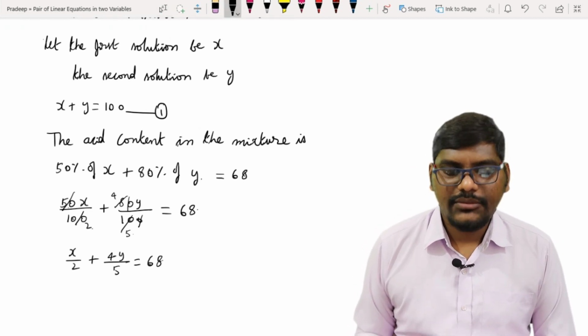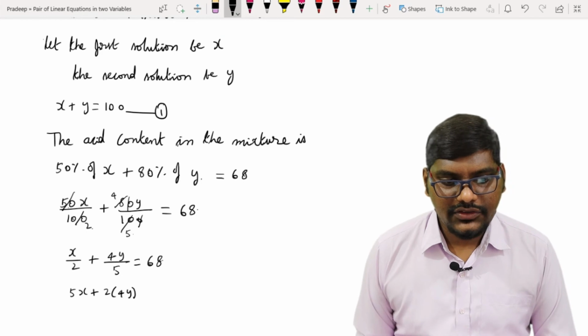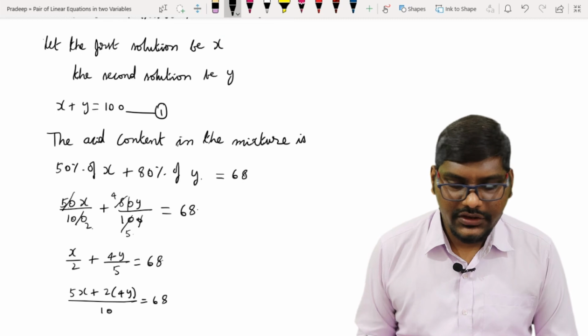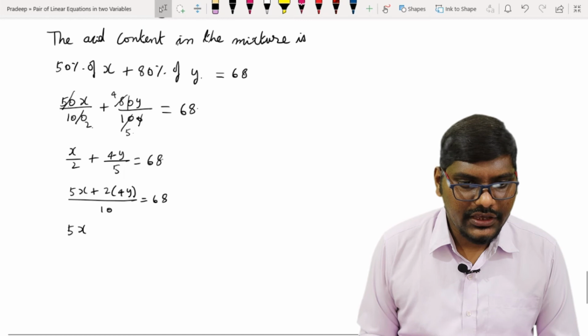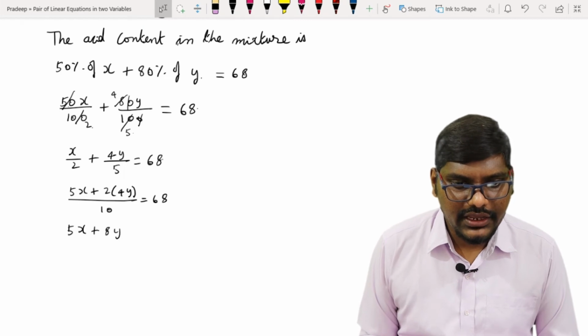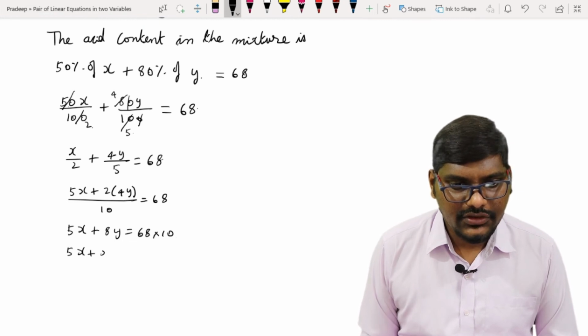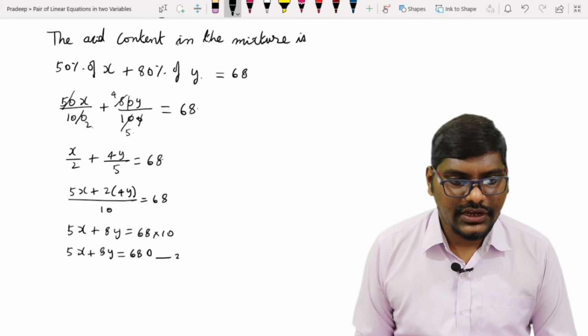So I can write this as, means we should do LCM here. So I can write 5x plus 2 into 4y, whereas this is how much? 2 5s are 10, equal to 68. So this will be getting as 5x plus 4 2s are 8y. If I send this 10 to this side, that is 68 into 10, we'll be getting this as 5x plus 8y equal to 680. So let's say this particular equation we'll take as the second equation.